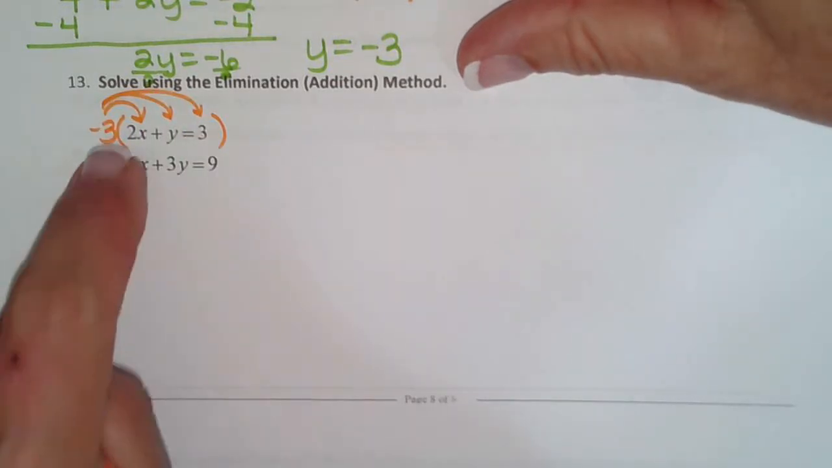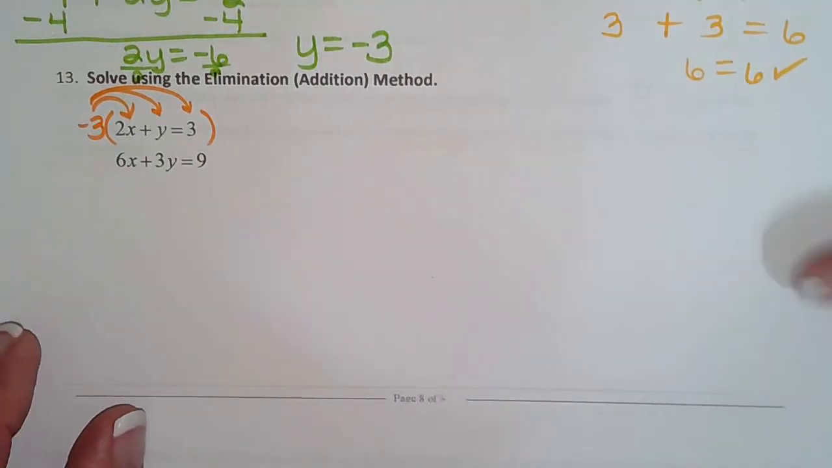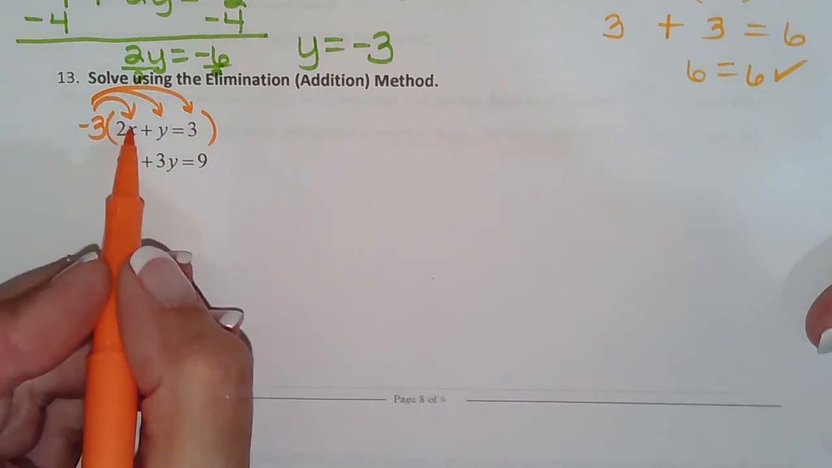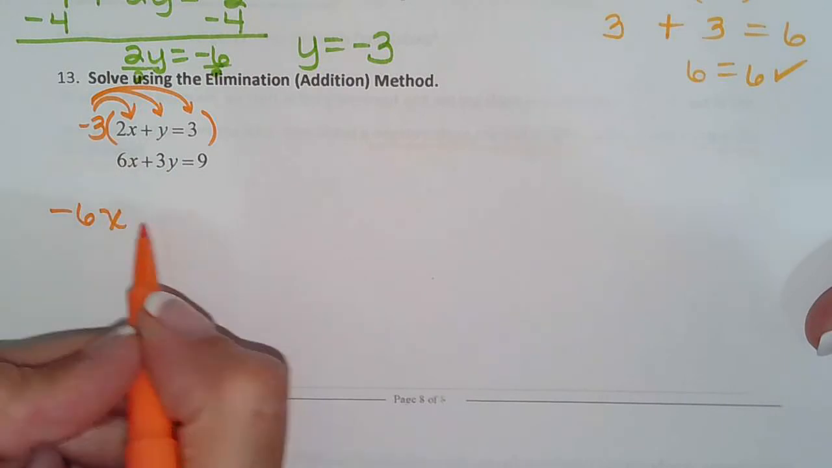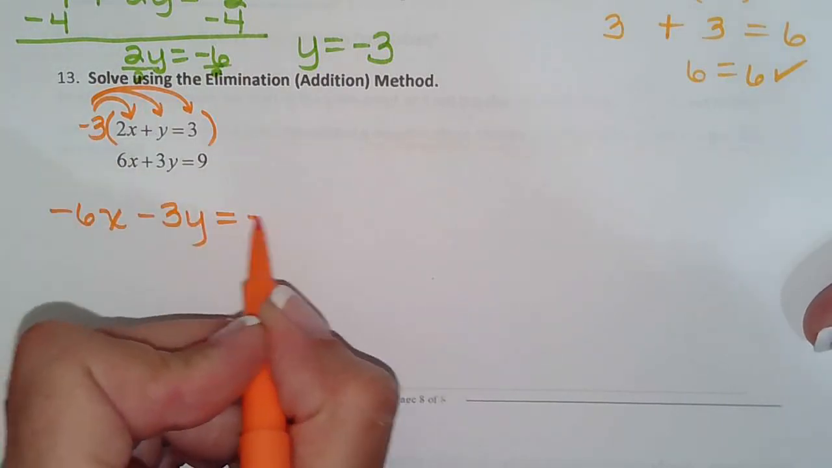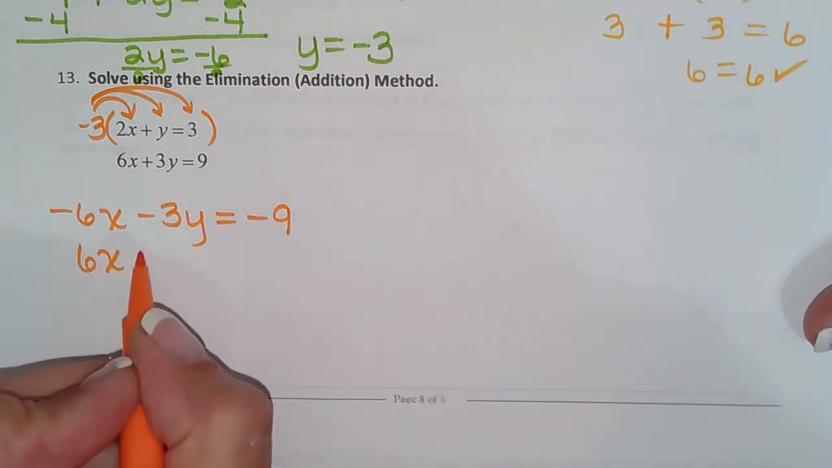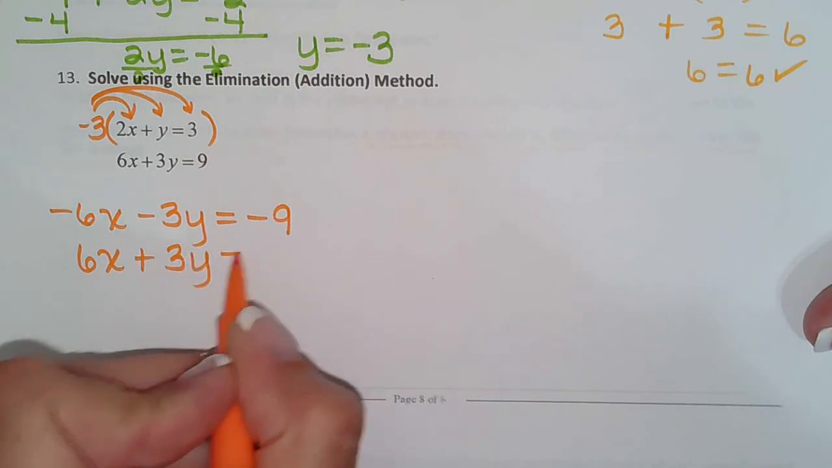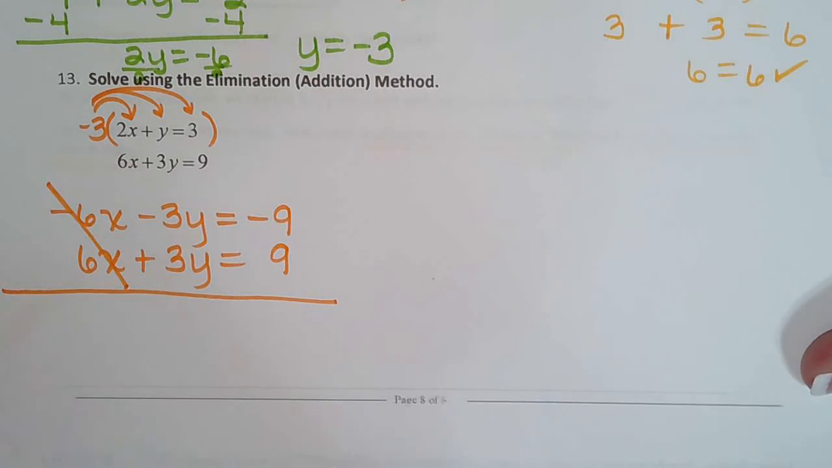So +6x, -6x. Because remember, my goal with the elimination method is to make opposites. So -6x minus 3y equals -9. Positive 6x plus 3y equals 9. So did I make my opposites? Yay! So now I'm ready to add.